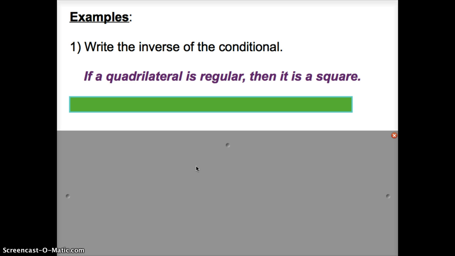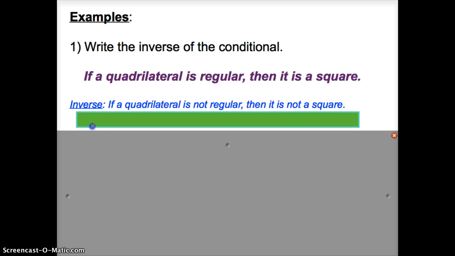Write the inverse of the conditional. If a quadrilateral is regular, then it is a square. The inverse would be, if a quadrilateral is not regular, then it is not a square.